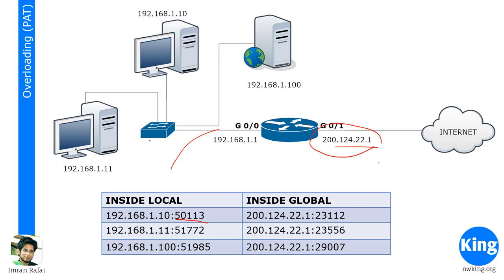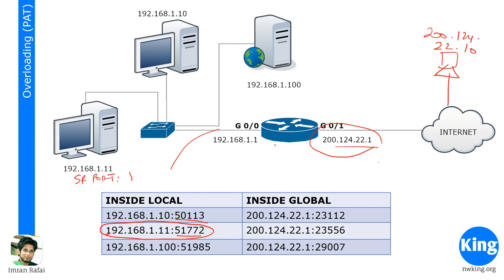So if this computer wants to communicate with a host on the internet, let's assume there is a host on the internet, and let's make it easy, 200.124.22.10. If this device, let's say 1.11, wants to communicate with 200.124.22.10, it creates a random source port, let's say 51772. So let's take this into consideration. It created a random port of 51772.